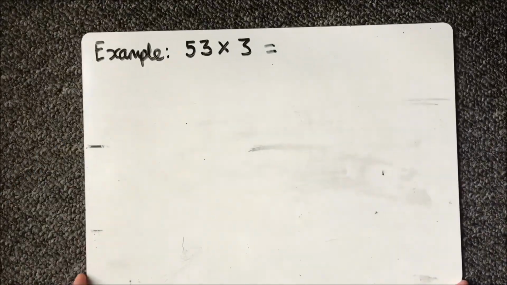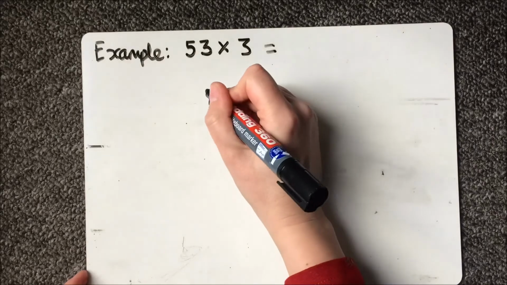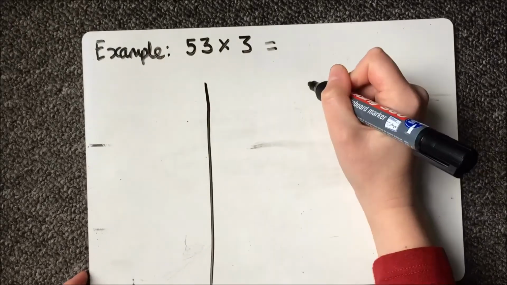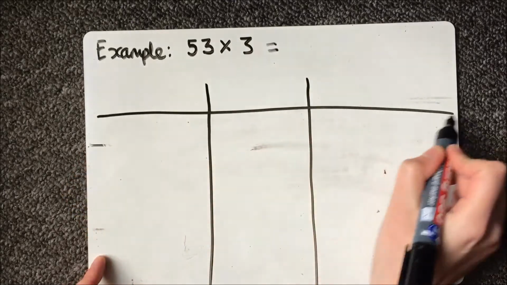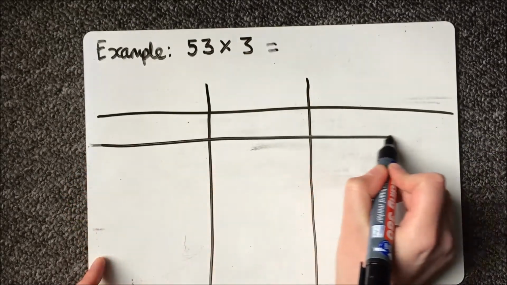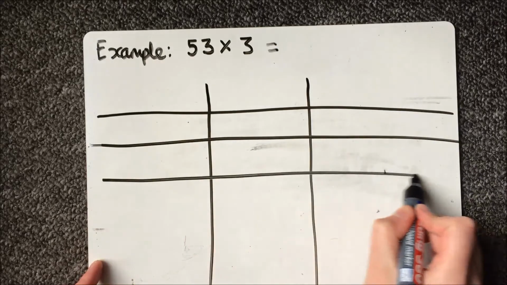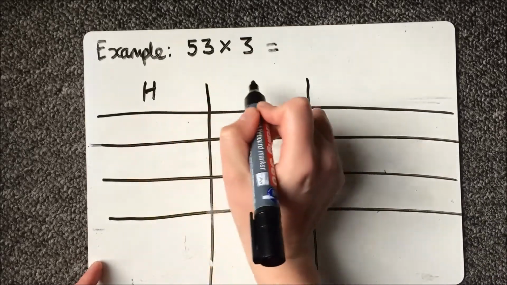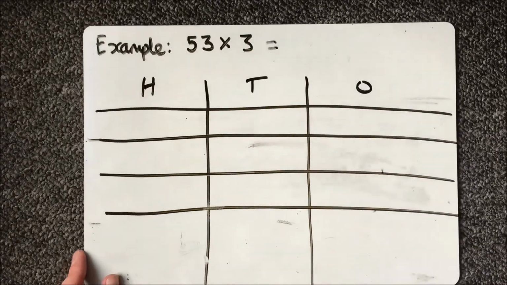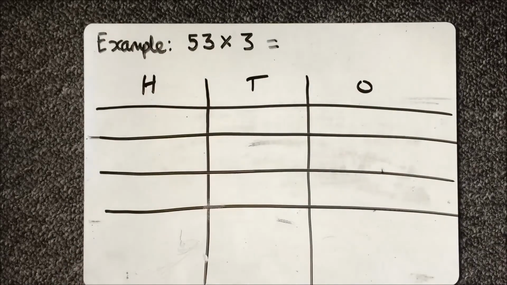Let's do the first example together. 53 times 3. We're going to use the place value grid like we did before. So we need 3 rows to put our 53 in, and a row at the bottom to add them up. Hundreds, tens, ones. I'm going to use my counters today. So I'm going to make 53.